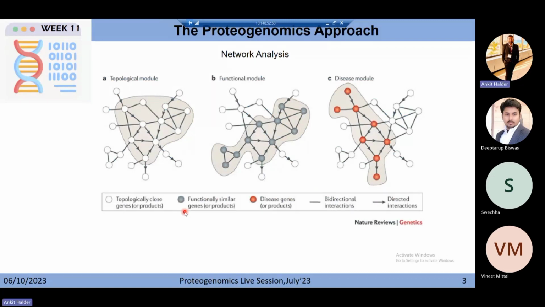It means that genes having similar functions will be associated with each other in a close cluster. When they started doing different analyses and trying to cluster the different genes, the question came of how to do this. So these three things came into the picture. One is topologically close genes: the genes which are topologically closer will cluster with each other.